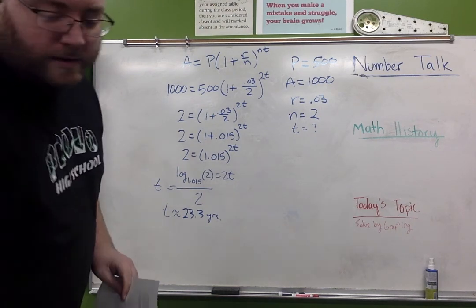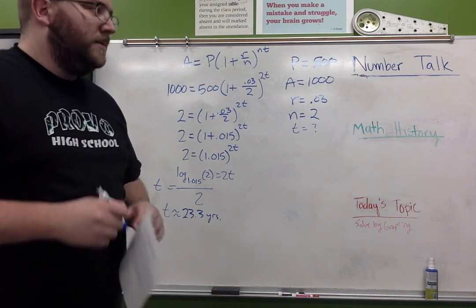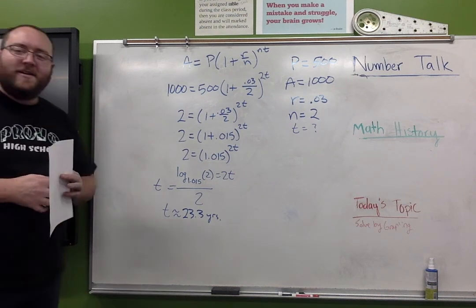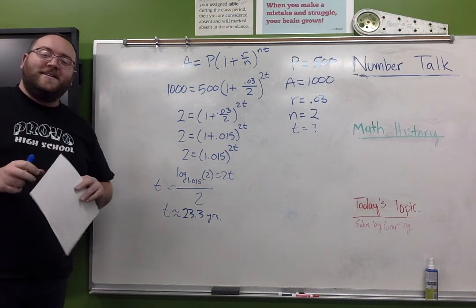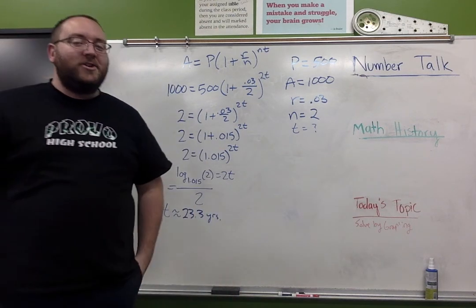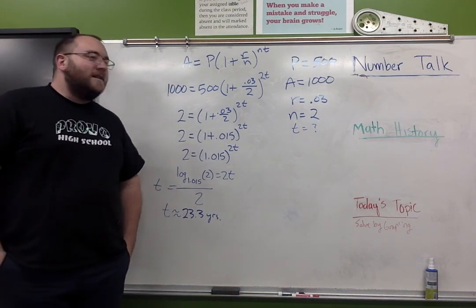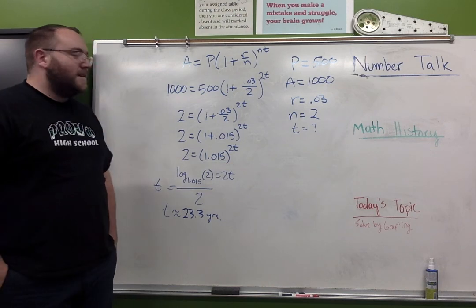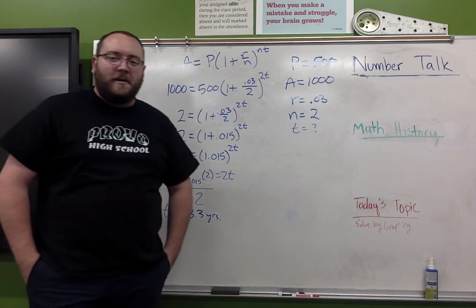So if you're only getting 3% back on something, it'll take 23 years to double your money, right? So if you're only getting 3%, make sure you put in lots of money if you want to double, because it's going to take forever for it to double, right?